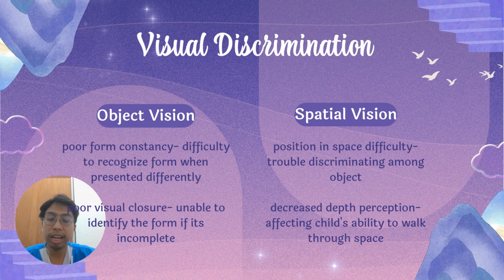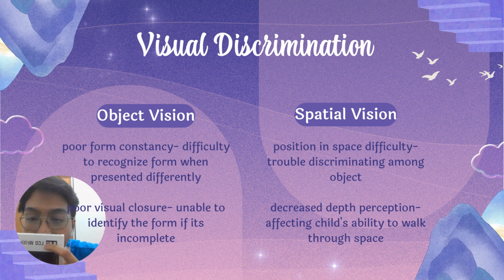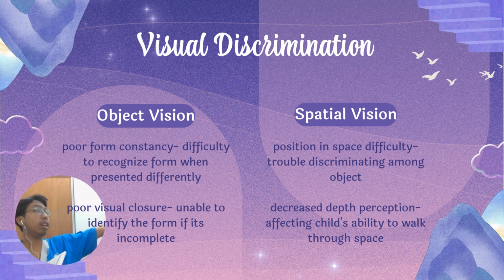So for object vision, I would like to talk about two things, which is form constancy and visual closure. Form constancy is the ability to recognize a form or object regardless of being changed through environment, form, or shape. For example, I can identify that this is L, and then I can see another L over there despite a different shape. I know that it is the same form regardless, even in a different environment.